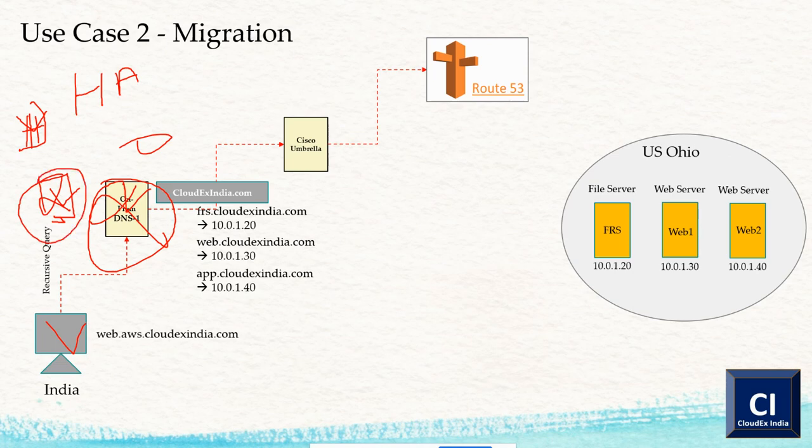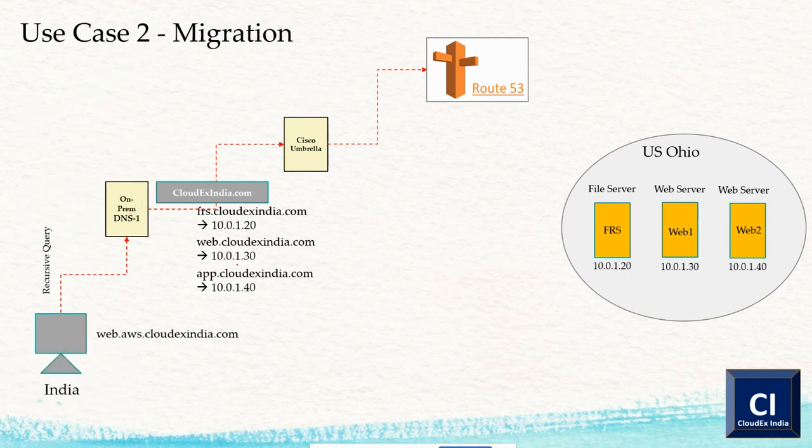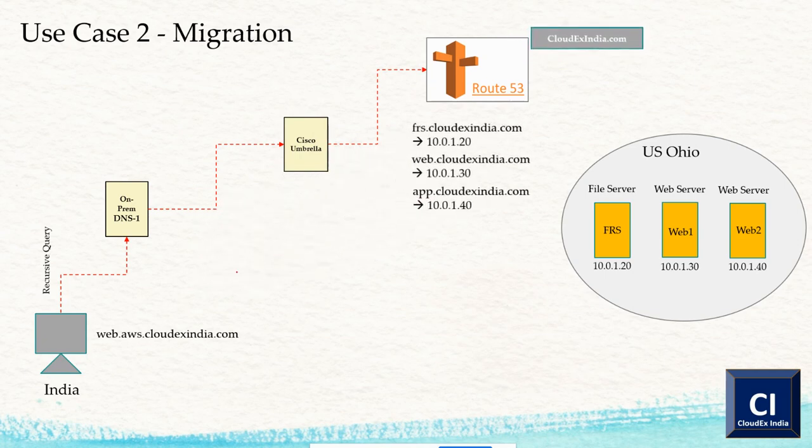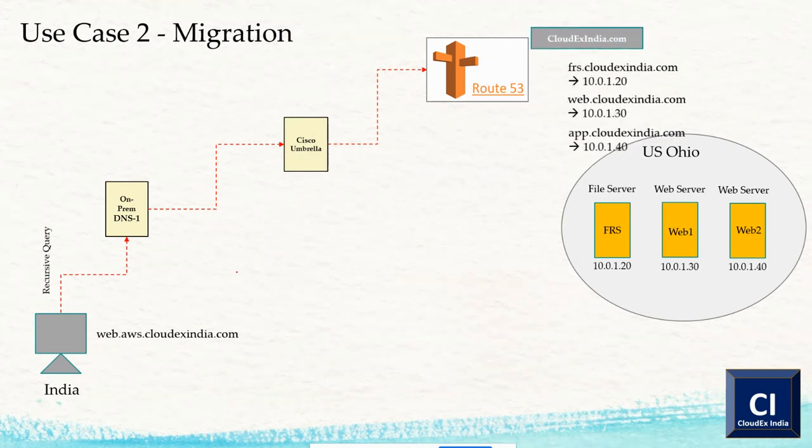So let's eliminate it. How can we do this? Since you have already created all the records inside your on-premises environment and you want to migrate them, what can you do? First of all, you have to create the same zone over there, and then you can migrate all your records over there. How can you do this?